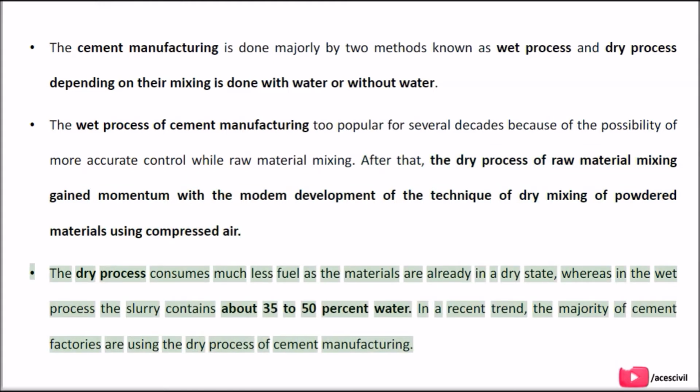The dry process consumes much less fuel as the materials are already in a dry state, whereas in the wet process the slurry contains about 35 to 50% water. In a recent trend, the majority of cement factories are using the dry process of cement manufacturing.